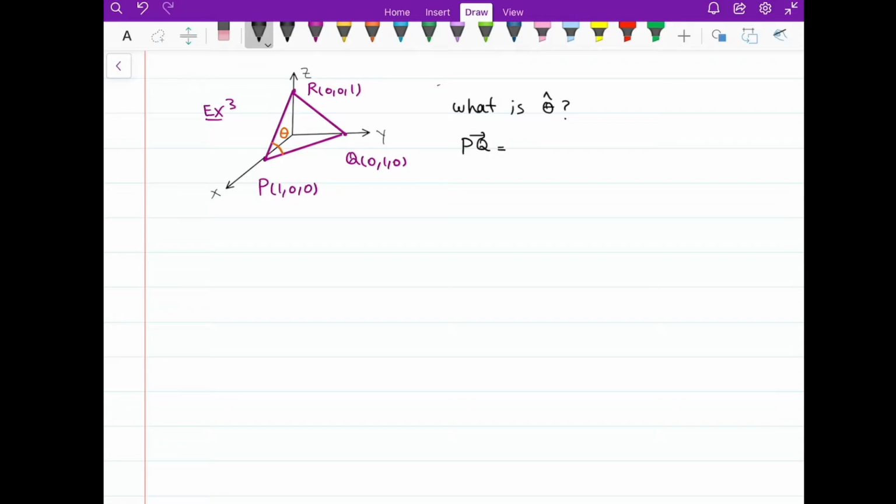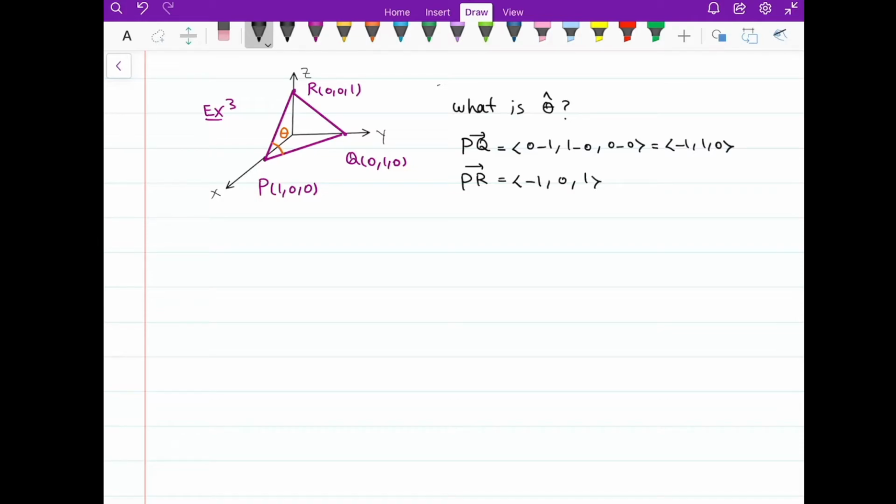is what? For PQ, I need to subtract the components of Q minus the beginning point P. So PQ would be 0 minus 1, 1 minus 0, and then 0 minus 0. So PQ is -1, 1, 0. And then with the same idea, the vector PR would be 0 minus 1, so it would be -1, 0 minus 0, and then 1 minus 0.